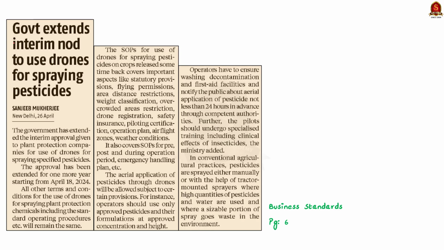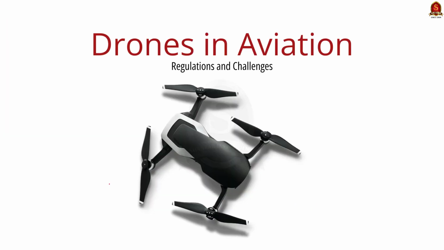Look at this news article. Government has extended the interim approval given to the plant protection companies for the use of drones for spraying specified pesticides. The approval has been extended for 1 more year starting from April 18, 2024. In this backdrop, let us learn what is a drone and how it is regulated in India.